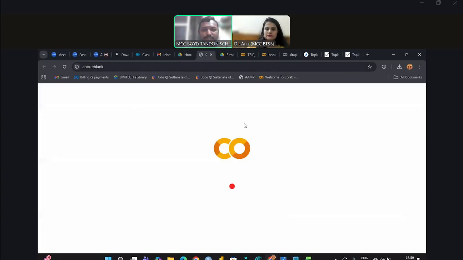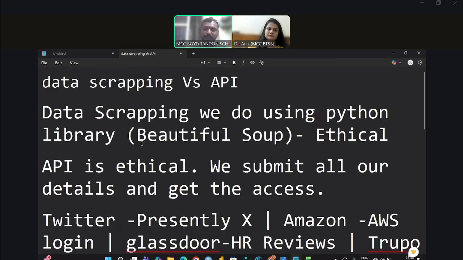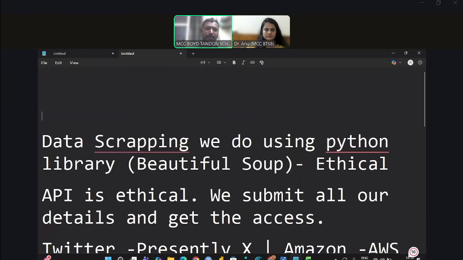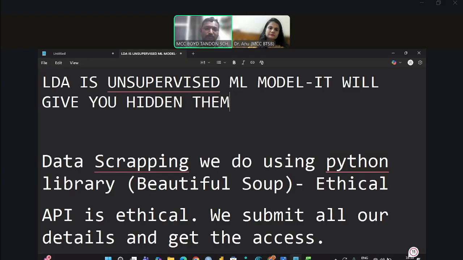You can see this, ma'am. Since you have raised this doubt, we want to show you that. Before that, we will tell you what she has rightly explained. LDA is an unsupervised machine learning model. It will give you hidden themes. Some themes will be hidden inside, madam, that you can see from the published research papers. You can take this and write an SLR paper based on this.